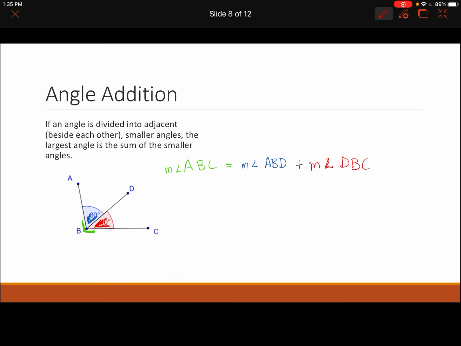And what that's also going to mean is that we only need to know 2 angles to find the third. Let's make that note. We only need 2 angles to find the third missing angle. And so our examples are going to explore that concept.